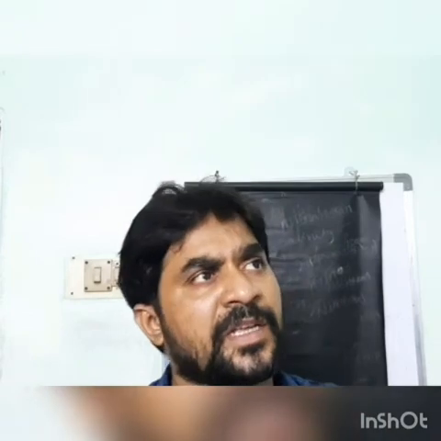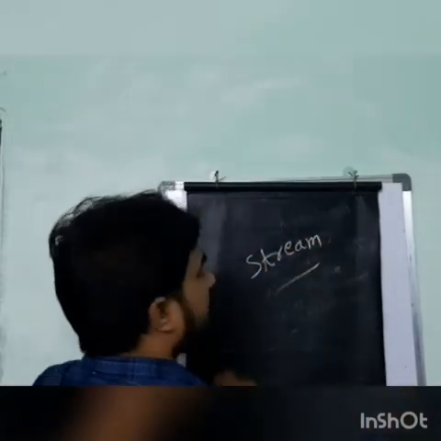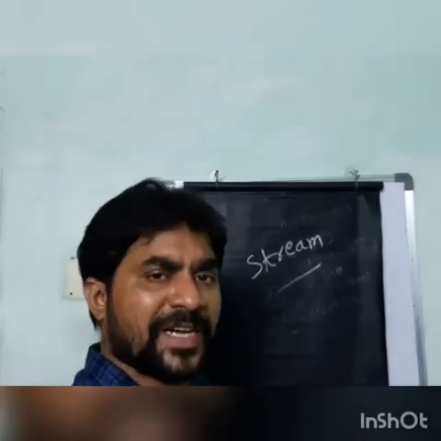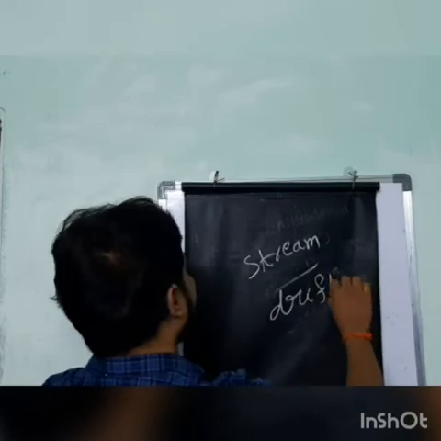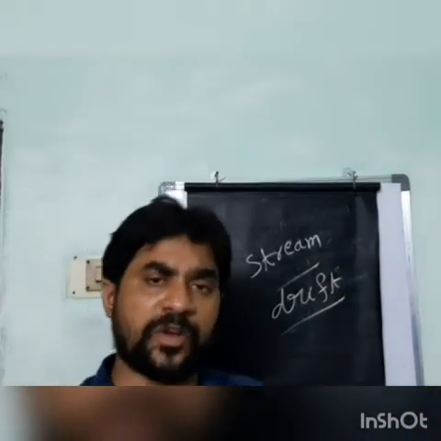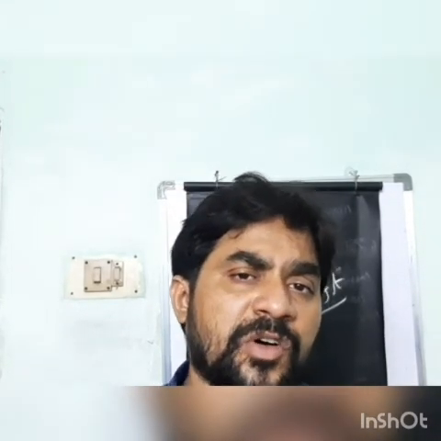Sometimes ocean currents go very fast, sometimes they go slow. If the ocean current goes very fast, it is called a stream. If it goes slow, it is called a drift.